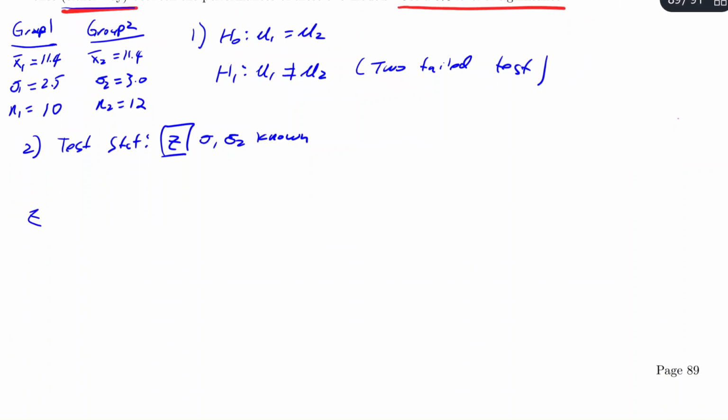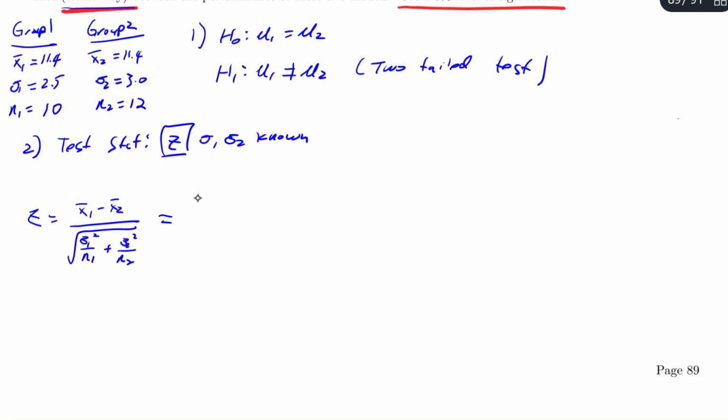Test statistic formula equals x bar 1 minus x bar 2. So difference between two sample means, over the square root of the population standard deviation from the first group squared over sample size 1, plus the population standard deviation from the second group squared divided by sample size 2.